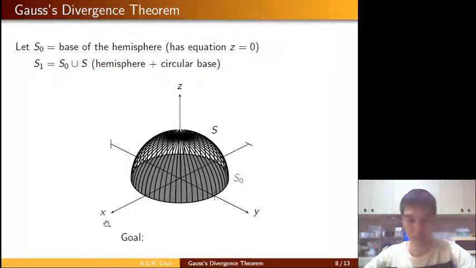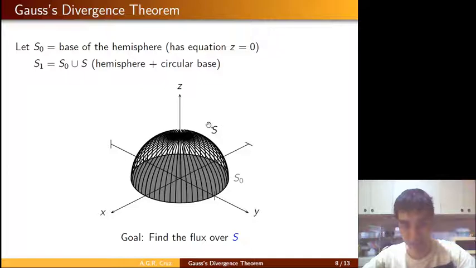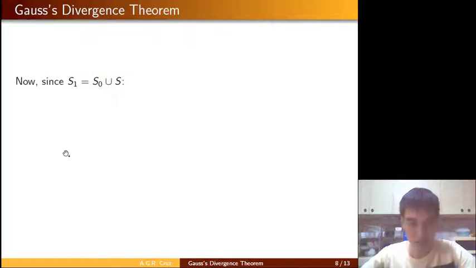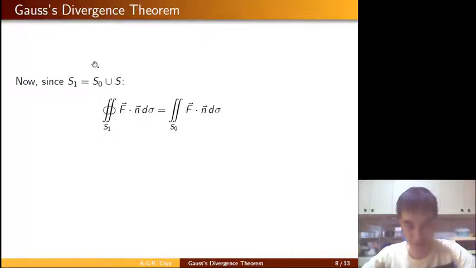Pero take note, no? Yung goal natin is to find the flux over S. So ito yung hahanapan talaga natin ng flux, pero to determine that flux, dadaan muna tayo kay S1. Okay, let's set up integrals. Since yung S1 natin is just the union of S naught and S, and itong dalawang surfaces na to ay disjoint, when you compute for the flux over S1, what do you get?